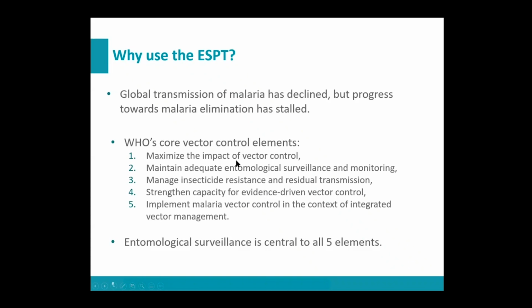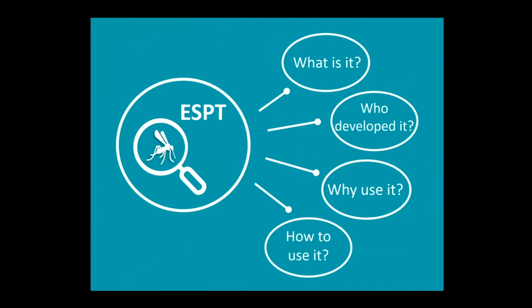In fact, the WHO Global Technical Strategy from 2016 to 2030 outlines 5 core vector control elements to accelerate this progress. As you can see on your screen: maximize the impact of vector control, maintain adequate entomological surveillance and monitoring, manage insecticide resistance and residual transmission, strengthen capacity for evidence-driven vector control, and implement malaria vector control in the context of integrated vector management. The entomological surveillance planning tool is central to these 5 elements.